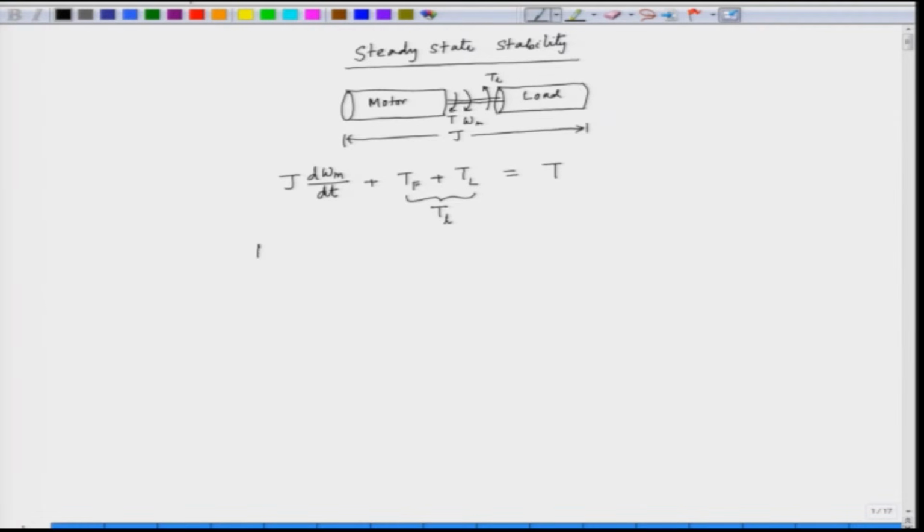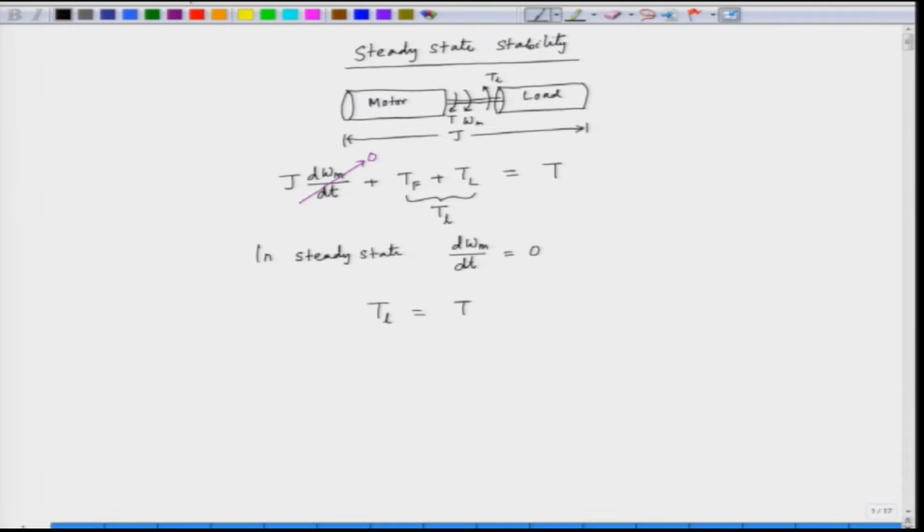So, in the steady state we have d omega m by dt is equal to 0, the speed is constant. So, if we apply this in this equation, this quantity vanishes in the steady state. So, what we have here is T L is equal to T, or the load torque is equal to the motor torque. So, that is the steady state condition.